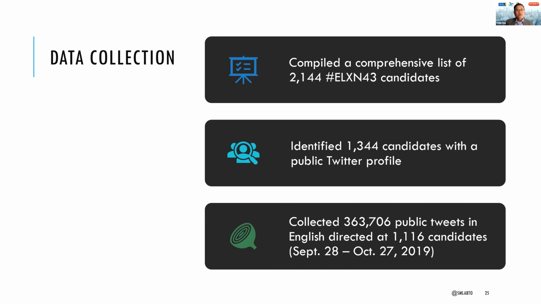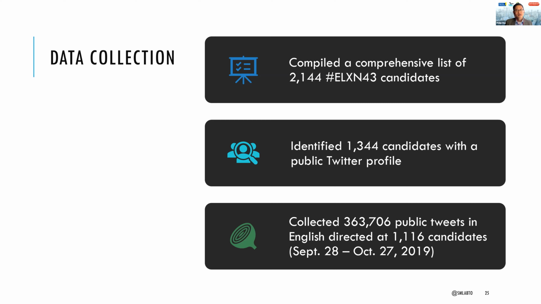So for data collection, we compiled a comprehensive list of over 2,000 election candidates, people who were participating in the election. And then from that list, we looked to see which ones are on Twitter, because not every candidate has a big team that can manage their social media accounts and activities for them. Some were very local candidates who have limited resources, so they didn't have a Twitter account. They might have gone on to Facebook, for example. But for our study, we were looking at Twitter. So we had to identify all the candidates who had a Twitter account.